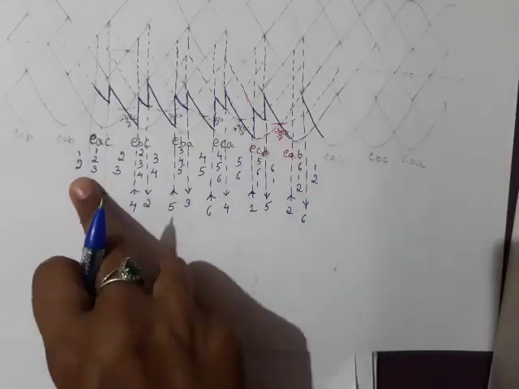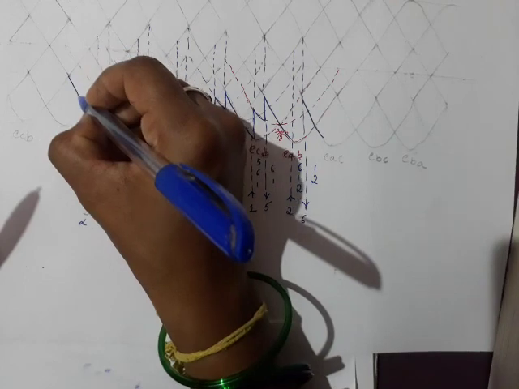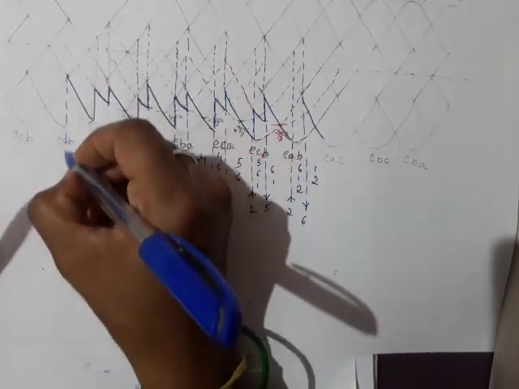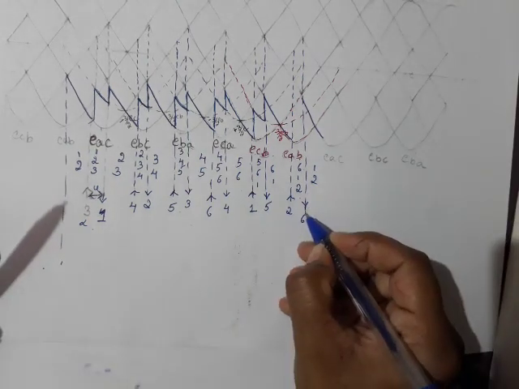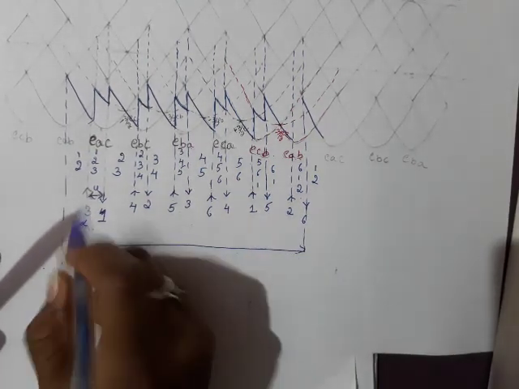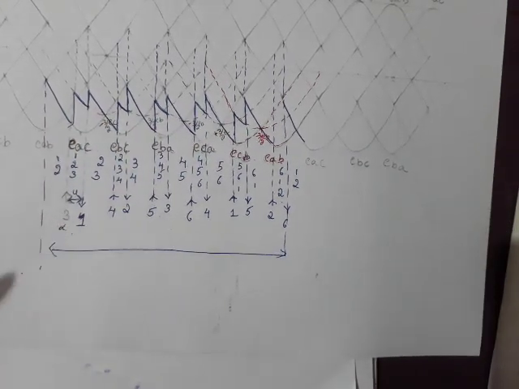So that I have to do the same thing. Where is EAC? EAC is here. So this is EAC. So like that, one full cycle. From here I will take to this point. This is one full cycle. So can you say the output voltage is inverted? That's why it is called inverter output voltage.